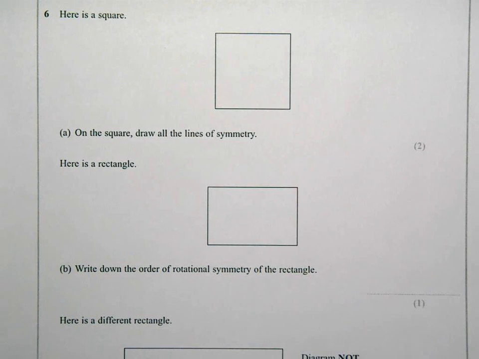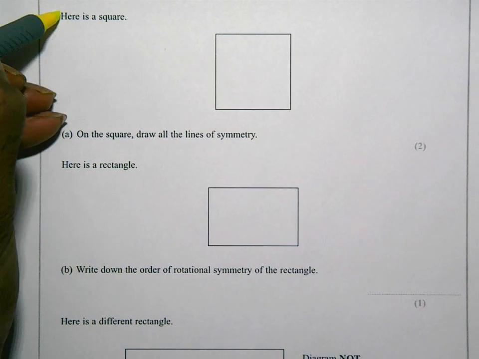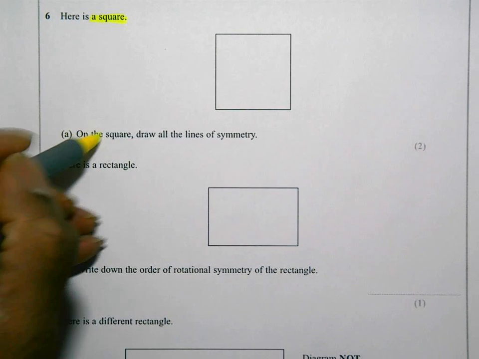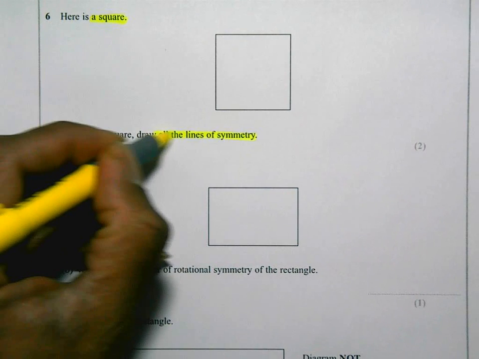Okay, here's question 6 on the foundation non-calculator paper. Let's read through the question. Here is a square. So there's the square. On the square, draw all lines of symmetry. So they want all the lines of symmetry.